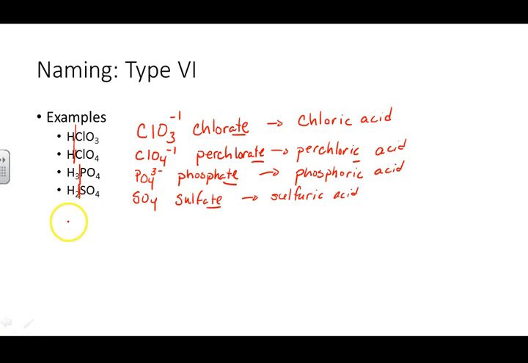And let's do one more. HNO2. NO2 with a -1 charge is nitrite. It ends in ITE. ITE converts to OUS, so this is going to be nitrous acid.